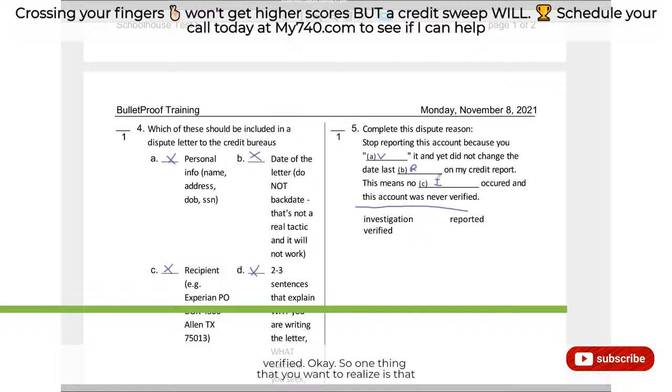So one thing that you want to realize is that when the bureaus verify an account, the date last reported, the DLR, is supposed to be updated to the date that they verified the account. So obviously, if there's been no change to this date, but they came back and said that it was verified, then that means there's been no investigation, okay? So that is what I am referring to in this, all right?